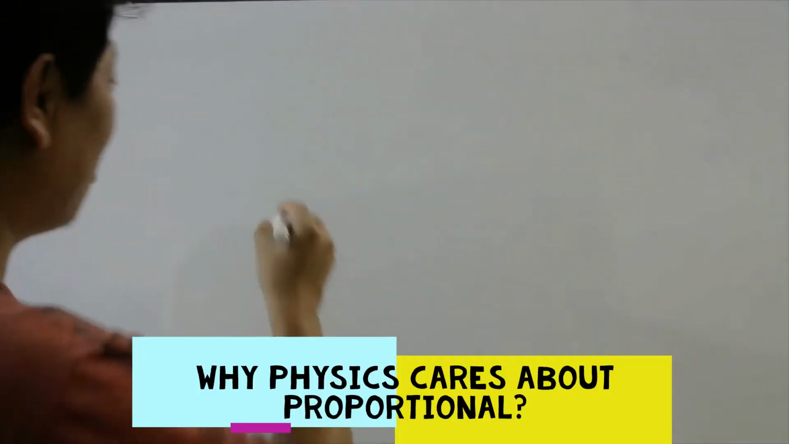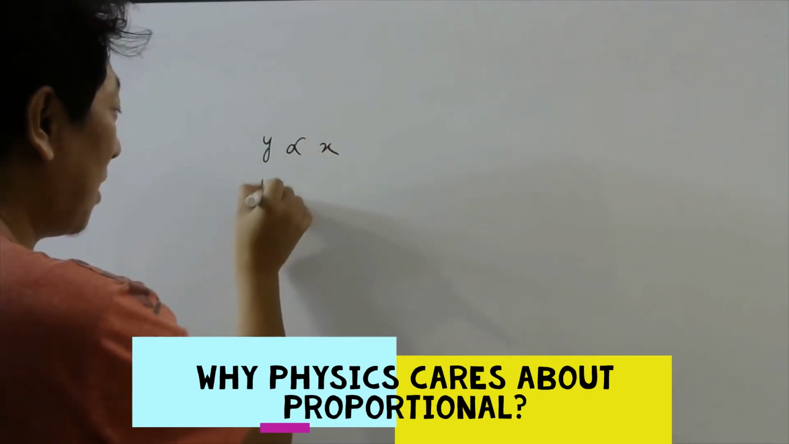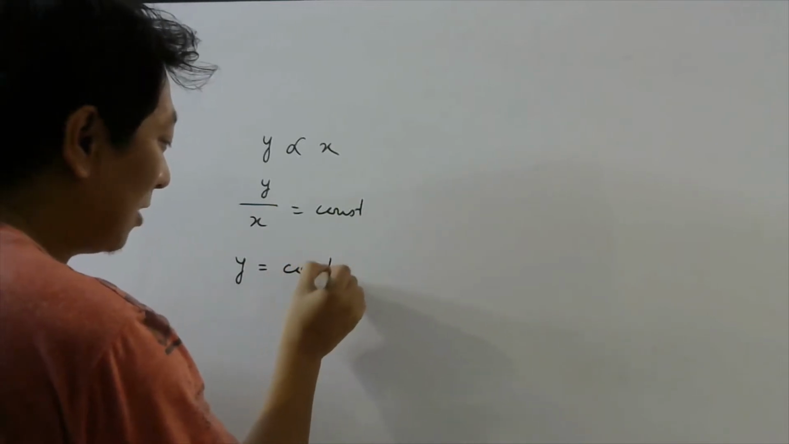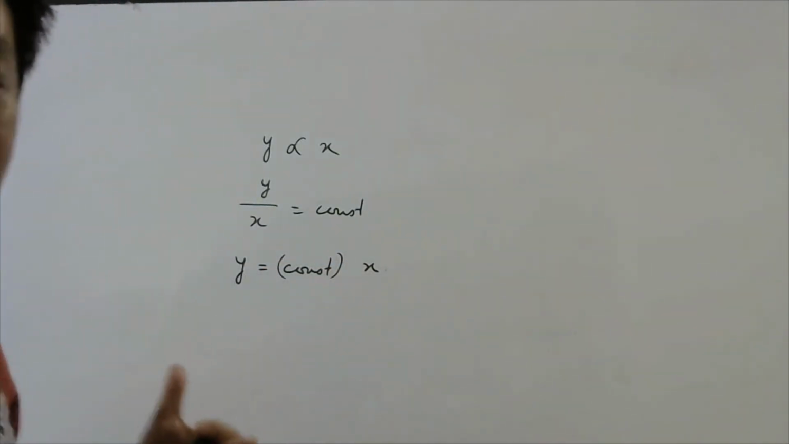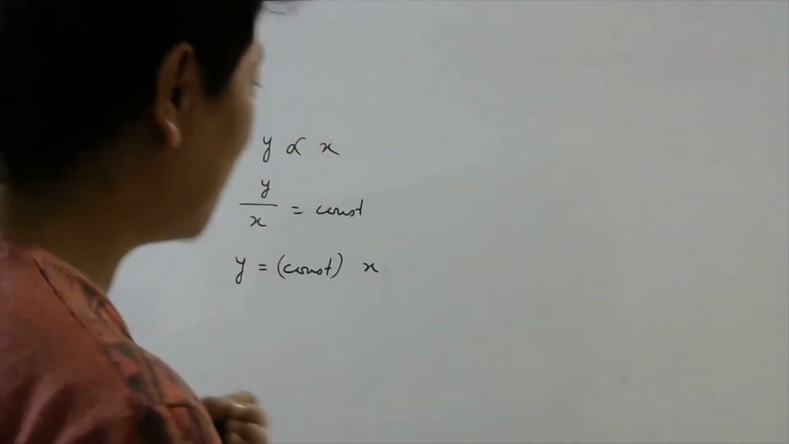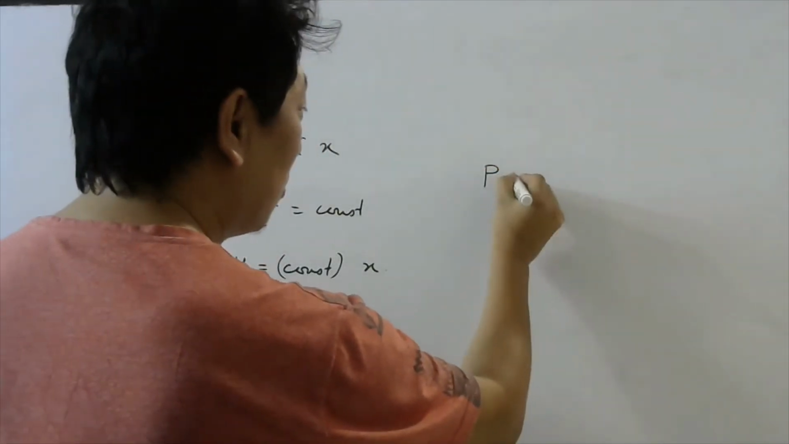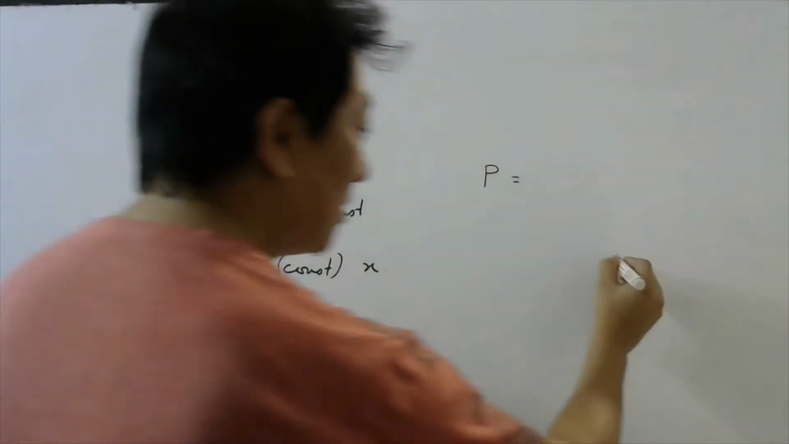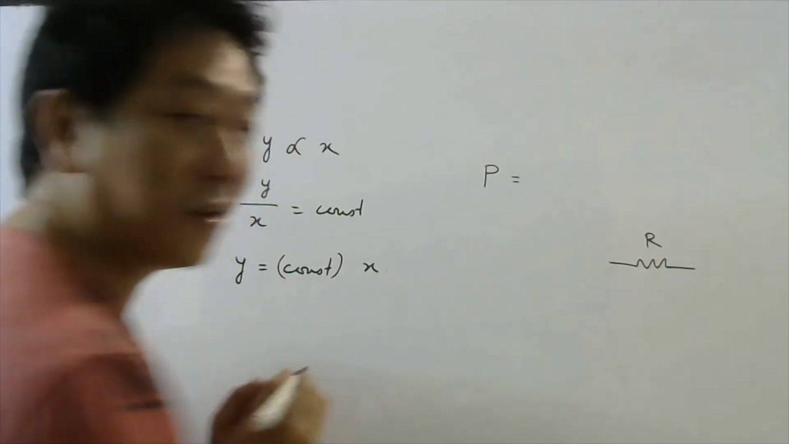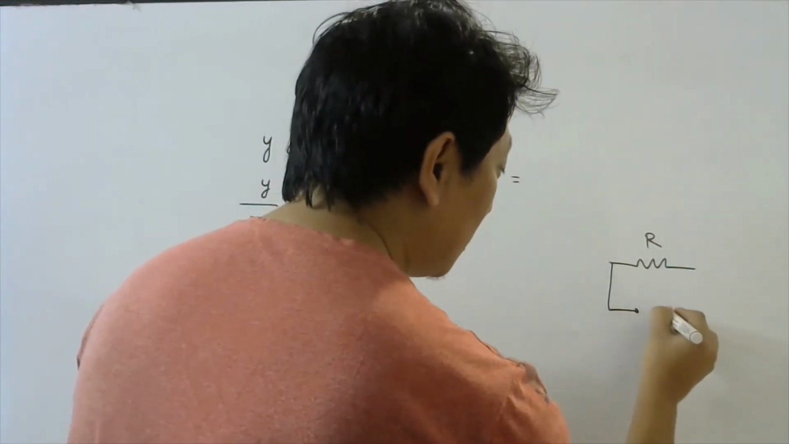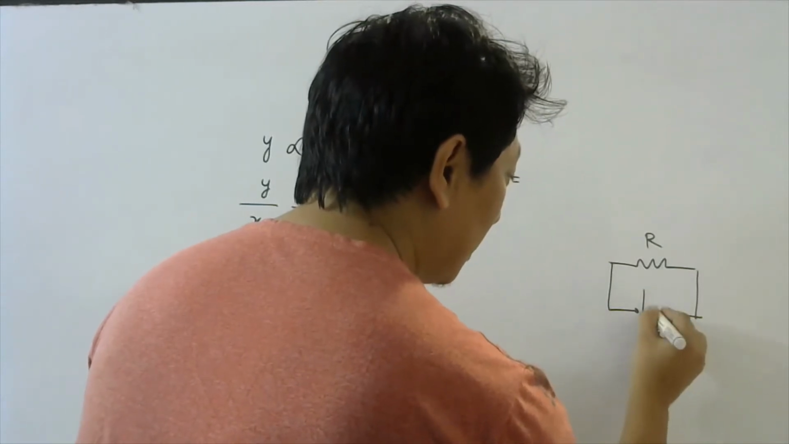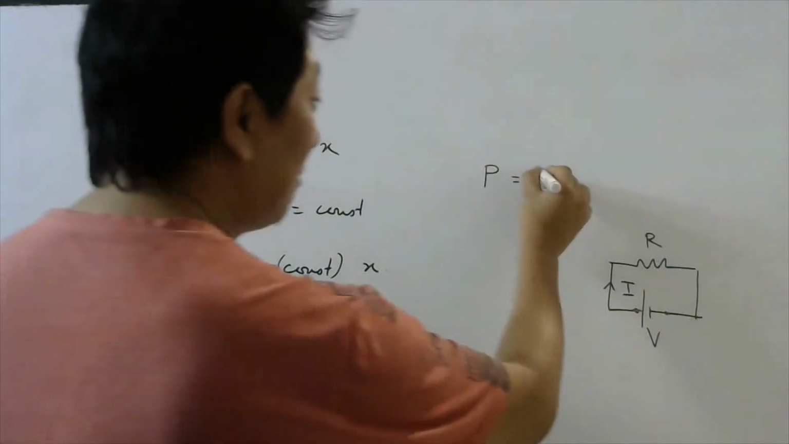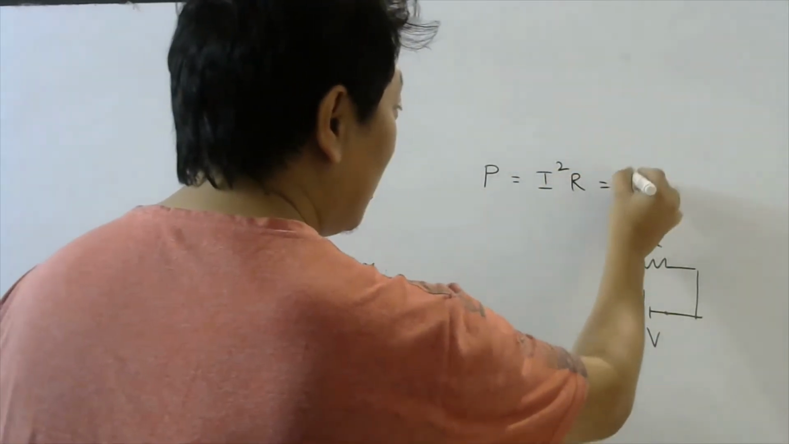So we just saw that if y is proportional to x, y by x is always a constant, and therefore if I cross multiply, y equals constant times x. Now why is this important for physics? Imagine I ask you what is the power consumed by a resistor when you apply a potential difference of V. Here is a resistor of resistance R. I apply a potential difference of V by connecting a battery, and a current I flows.